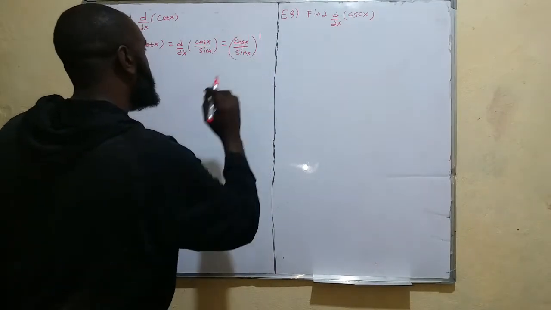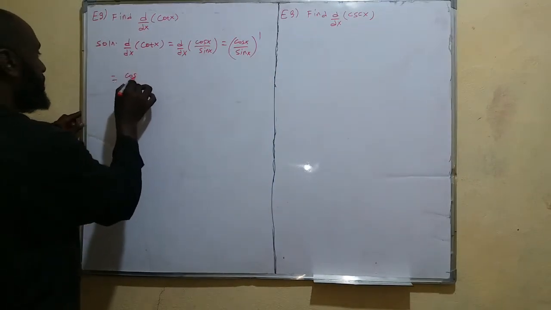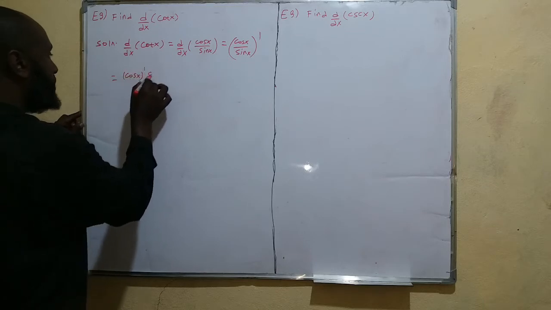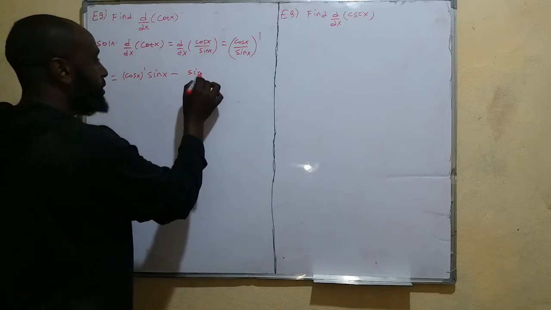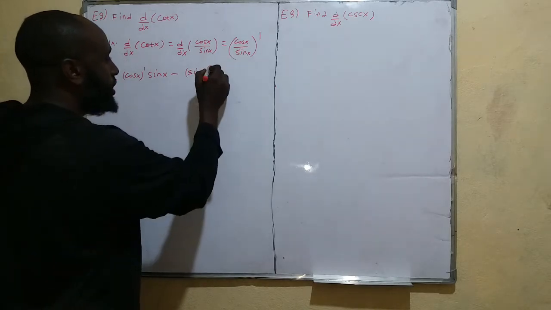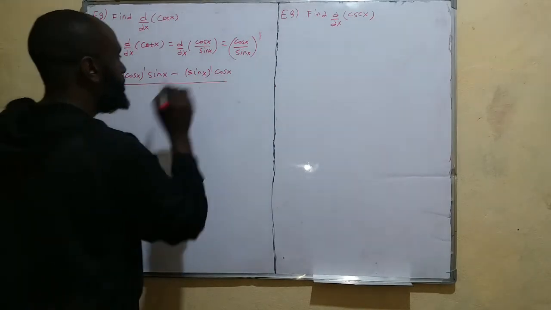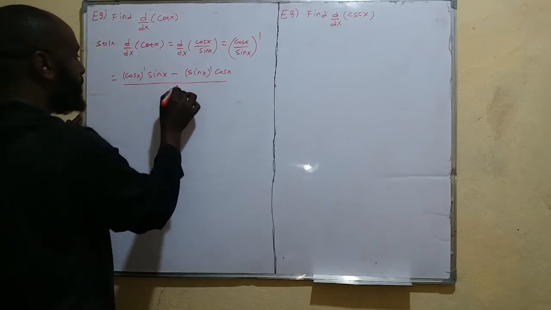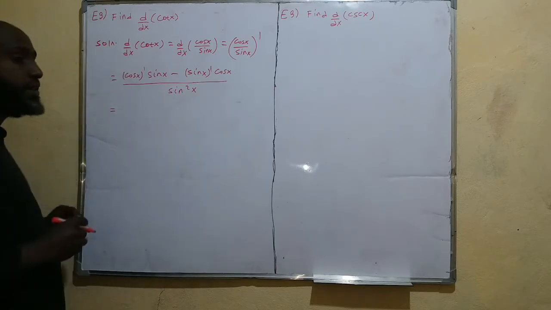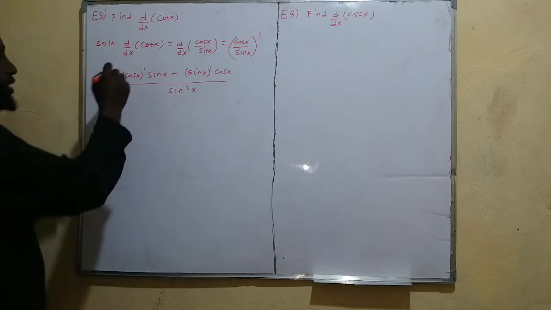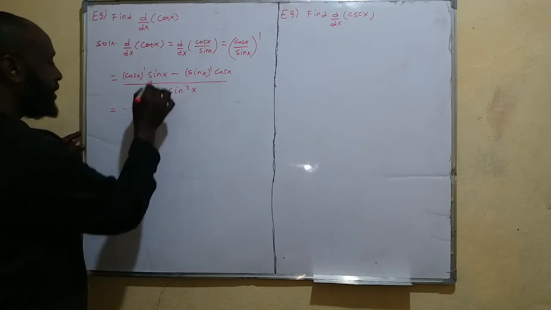Where cos x acts as f of x, sin x acts as g of x. So this is equal to the derivative of cos x times sin x minus the derivative of sin x, which is on the denominator, times cos x, over the square of the denominator, which is sin square x. So this is equal to what? The derivative of cos x. From the previous class, we know the derivative of cos x is minus sin x. We have sin x here.